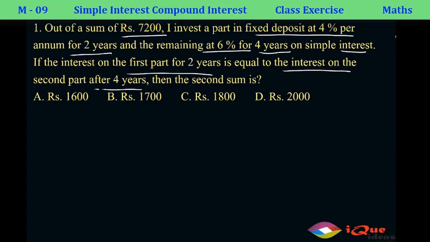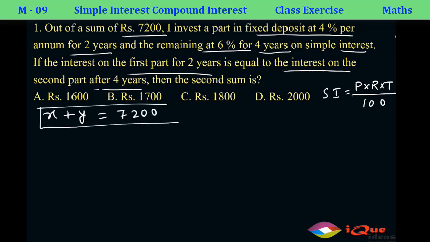after 4 years, we know that the simple interest is equal to principal amount into the rate of interest into the time divided by 100. Now in this question, there are two parts of the investment. So let's say the first part is X and the second part is Y. So we know that X plus Y has to be equal to 7,200. So this is our one equation that we will need to solve later on.